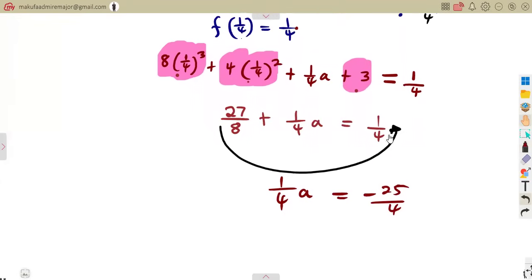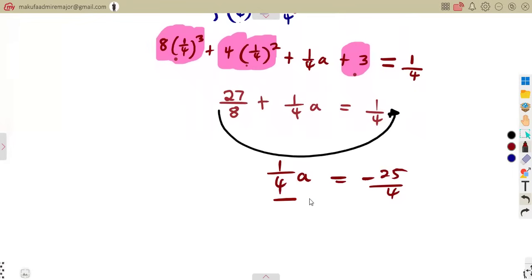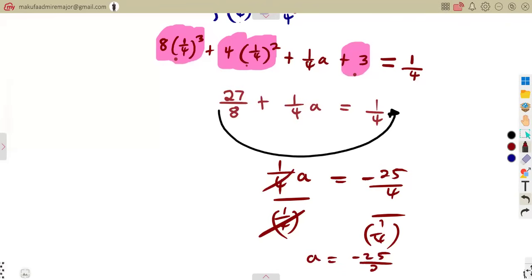All right, so that's it. To determine a, you are going to divide by 1 over 4. It's up to you. So a was going to be negative 25 over 2. Or you can even do it this way: 1 over 4a is equal to minus 25 over 4. As you can see, guys, the denominators are the same. Are they the same here? No, this was negative 25 over 4.